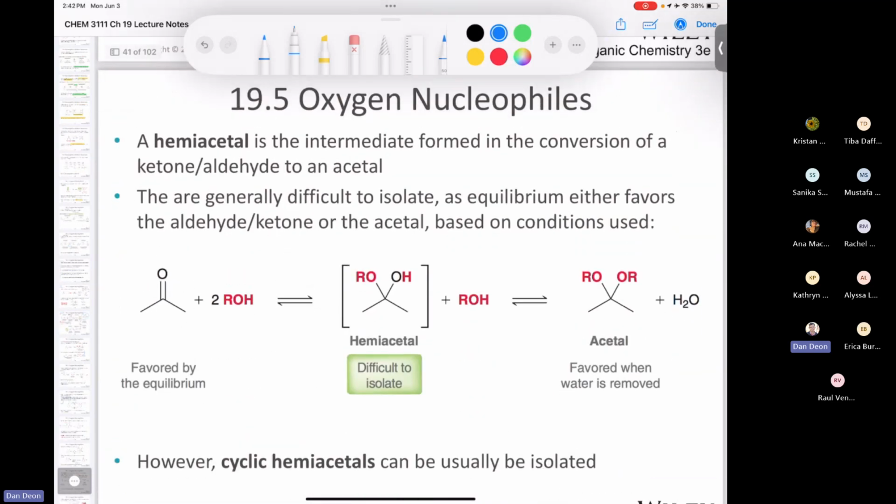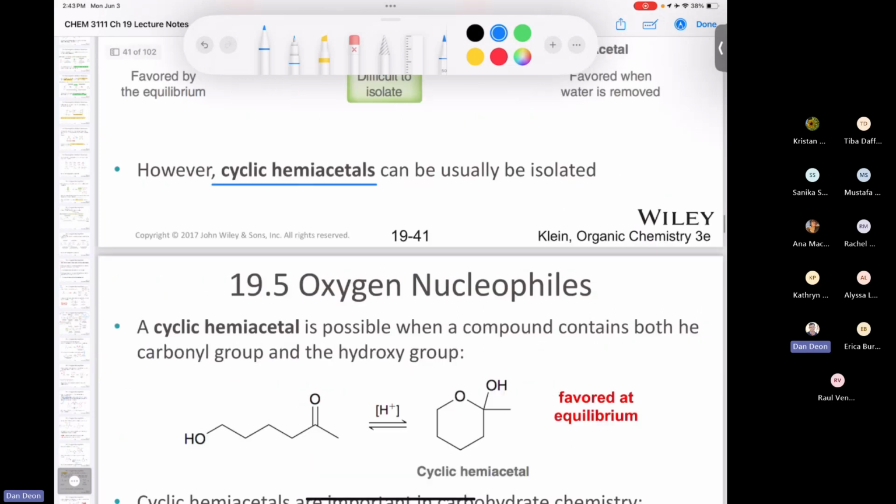Now, a little bit about the hemiacetal. I want to share a couple of things about hemiacetals before we take a break. A hemiacetal, we saw, was formed along the way, right? We said there were 3 steps, then you form the hemiacetal, then 4 more steps, then you form the acetal. It turns out that hemiacetals are actually pretty difficult to collect and isolate. However, a cyclic hemiacetal is very common, and can usually be isolated.